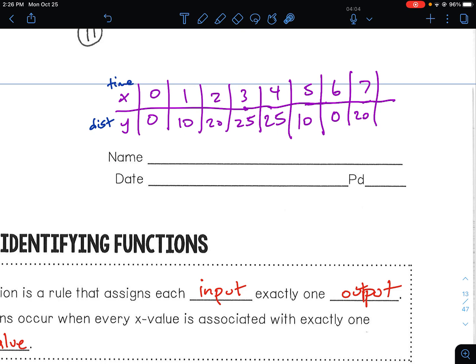Now, this is a function. The story makes sense. What would make this not a function? Well, what if I had at 7 minutes, he's at 20 meters, but at 2 minutes again, he's at 12 meters. Why would this not be a function?